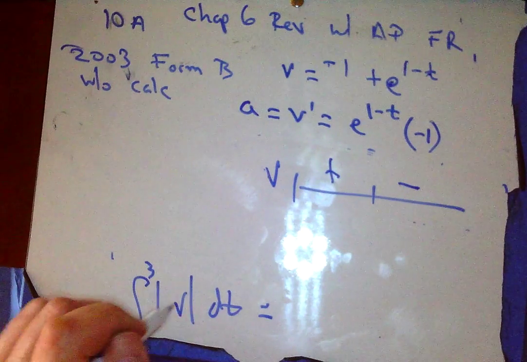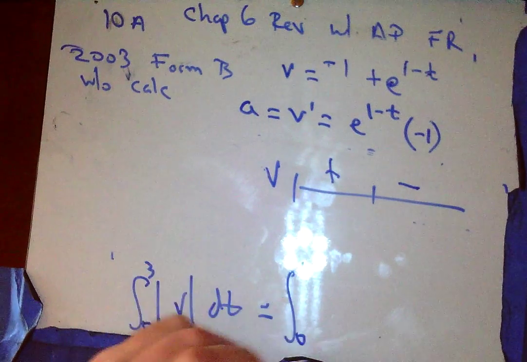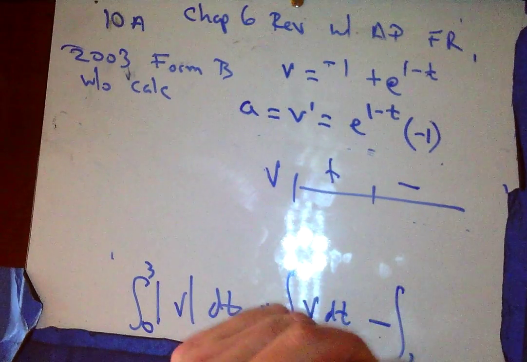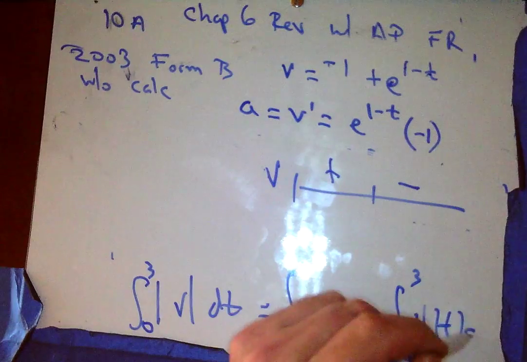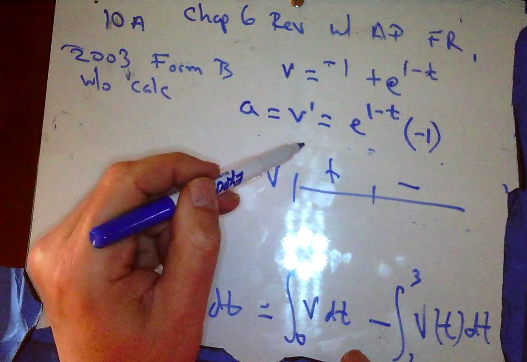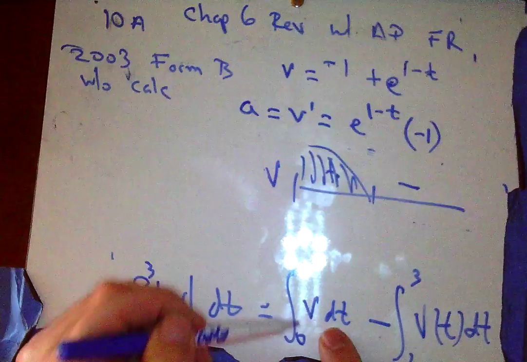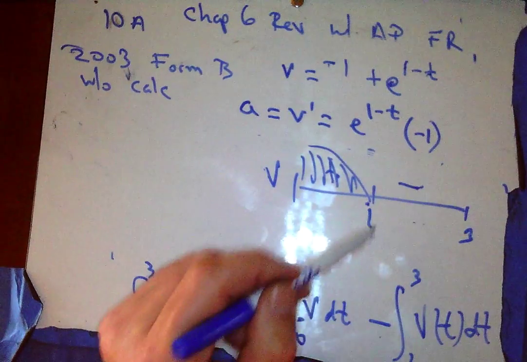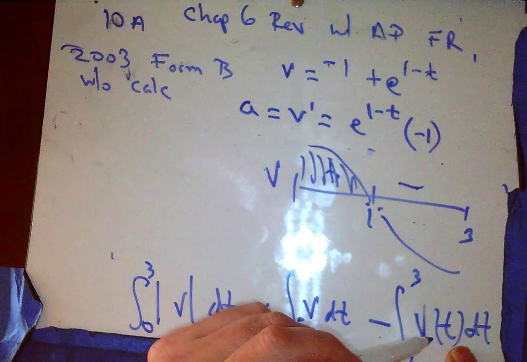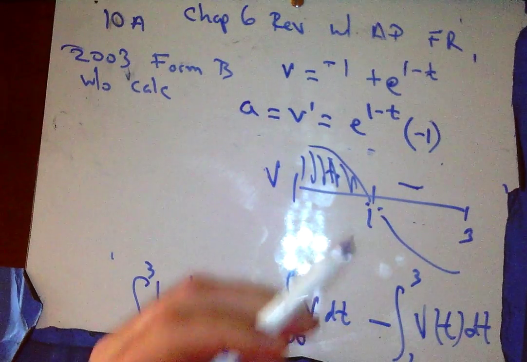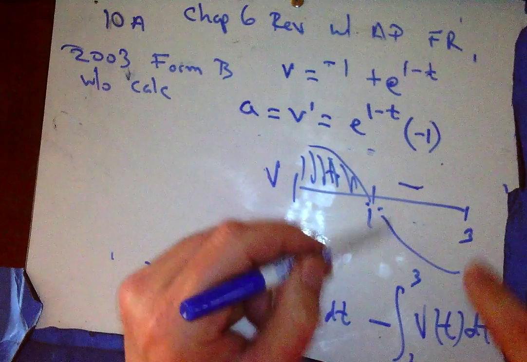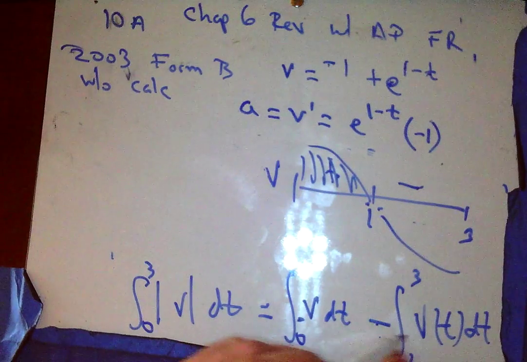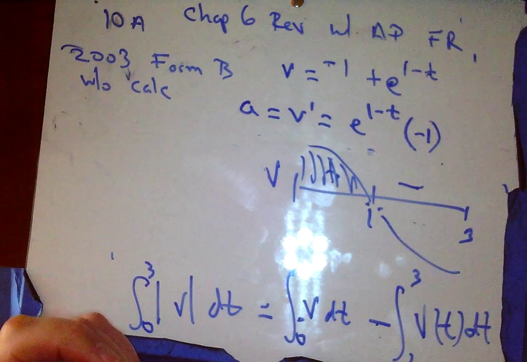I would do this on the calculator, but for us, I think we're going to do the integral from 0 to 1 of v dt minus the integral from 1 to 3 of v of t dt. Why? Well, the integral here is going to be positive, but then from 1 to 3, the value of my integral is going to be negative. If I'm looking for total distance traveled, that's like total area. I've got to flip this amount up. I've got to take this negative quantity and make it positive. So minus a negative will give me the positive I'm looking for.